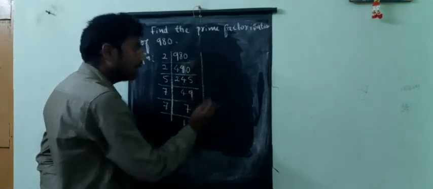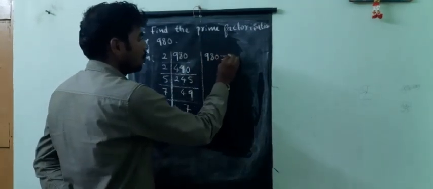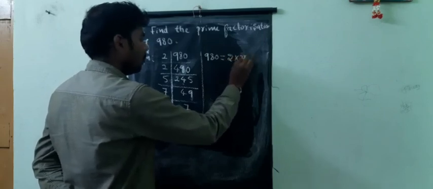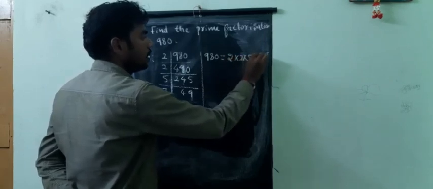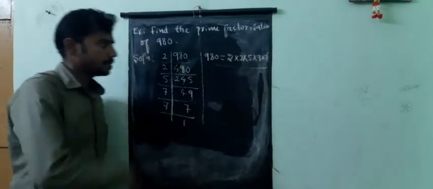Therefore 980 can be written as 2 into 2 into 5 into 7 into 7. So please note this down.